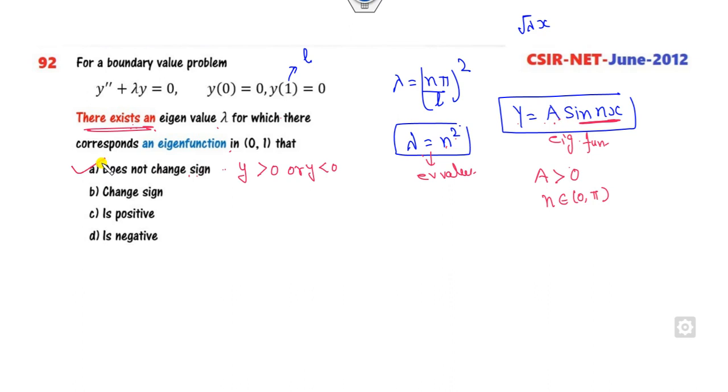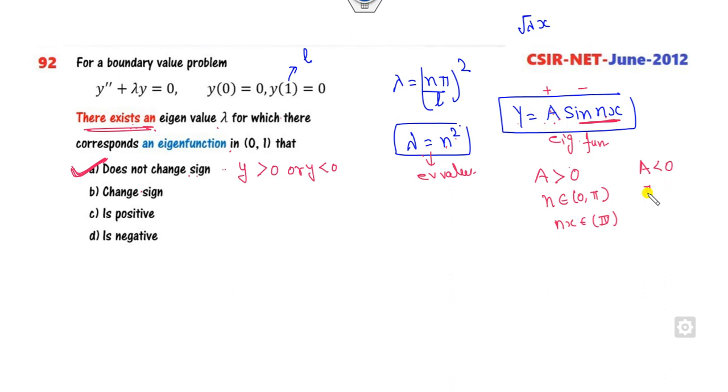Can it change its sign? Yes, it can change its sign. If you take a less than 0, or think about how you can change the sign. That means either this is positive or this is negative. So if I say this value of n x will lie in the fourth quadrant with a positive, or if a is less than 0 and this value lies in the second and third quadrant, so it has changed the sign as well.